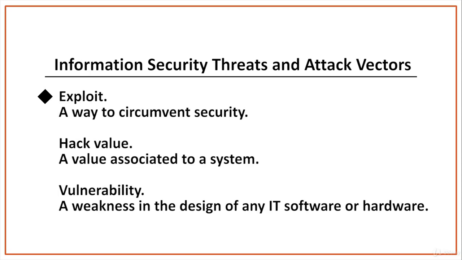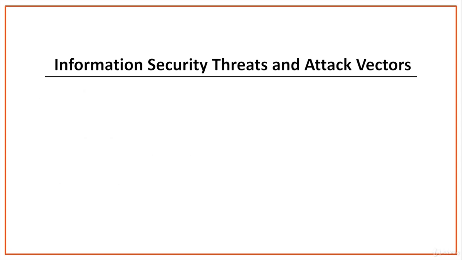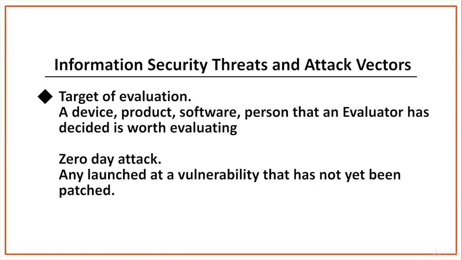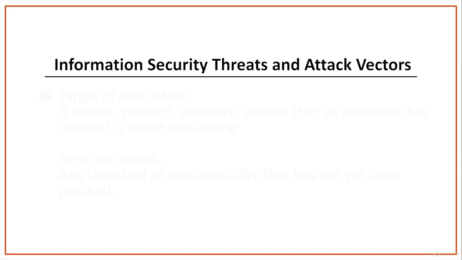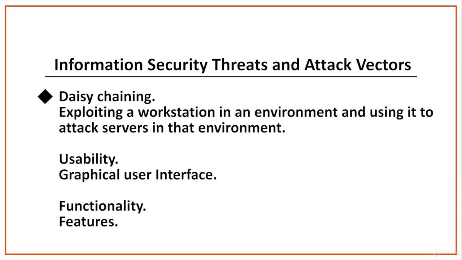What is exploit? Exploit is a way to circumvent security. Hack value, a value associated to a system. Vulnerability, a weakness in the design of any IT software or hardware. Target of evaluation, or TOE, a device, product, software, or person that an evaluator has decided is worth evaluating. Zero-day attack, any attack launched at a vulnerability that has not yet been patched. Daisy chaining, exploiting a workstation in an environment and using it to attack servers in that environment.